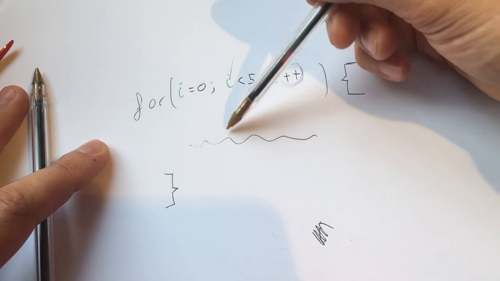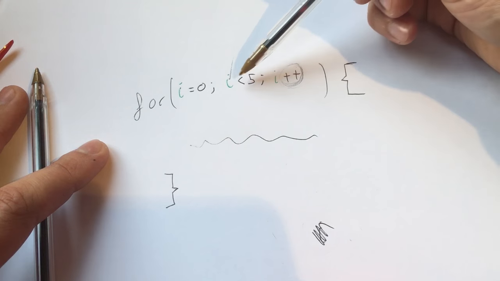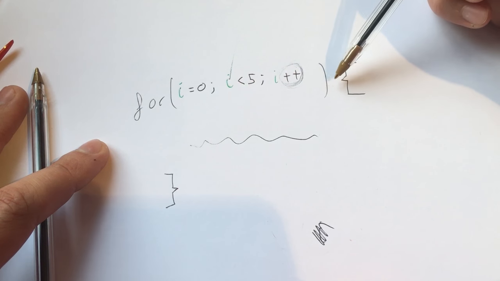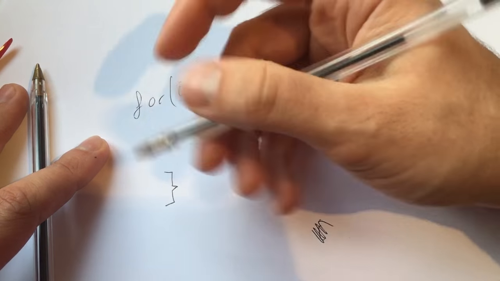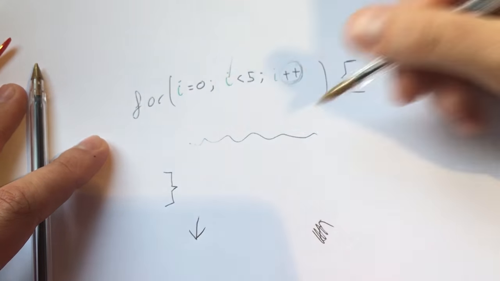Now 5. We come back round. Is 5 less than 5? No, it's not. That statement's now false. We skip from here to here. We ignore the code in here. And then we just continue running the code below.